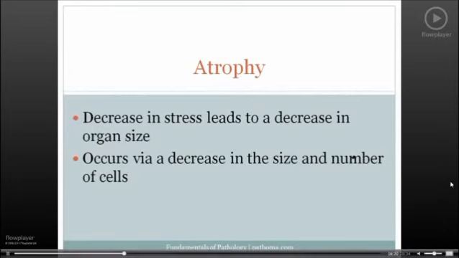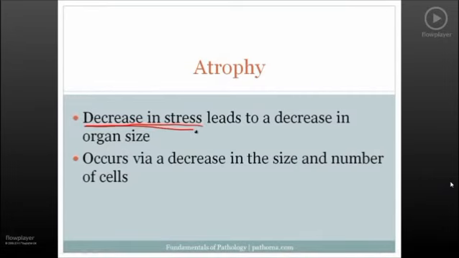Now, the idea with atrophy is that there is a decrease in stress on the organ. So if there's less stress on an organ, the organ will actually decrease in size. And that decrease in size is called atrophy. Now again, really no rocket science. If an organ is going to decrease in size, there's really only 2 ways for that to occur. Number one would be for the size of the cells that make up the organ to decrease, or number 2 would be for the number of cells within that organ to decrease.